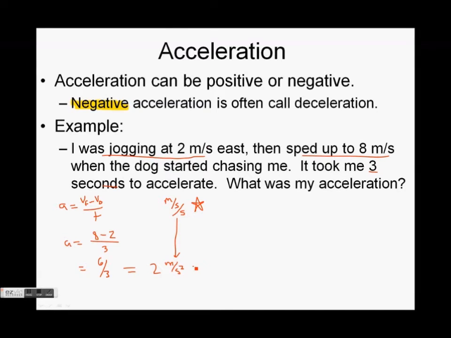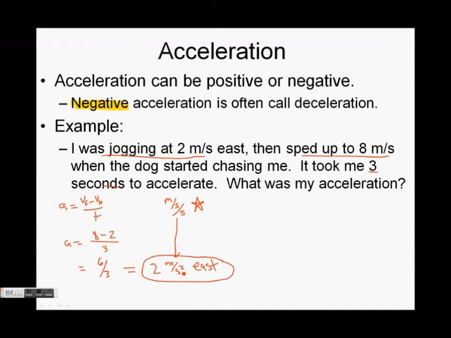Meters per second per second. Okay, let's finish the problem, and then let's talk about this. We have to have a unit, or we have to have a direction, remember, so east, and then we have to check for significant digits. In my problem, the 8 had 1, the 2 had 1, the 3 had 1, my answer has 1, so we're good. All right, circle it, and I'm done.